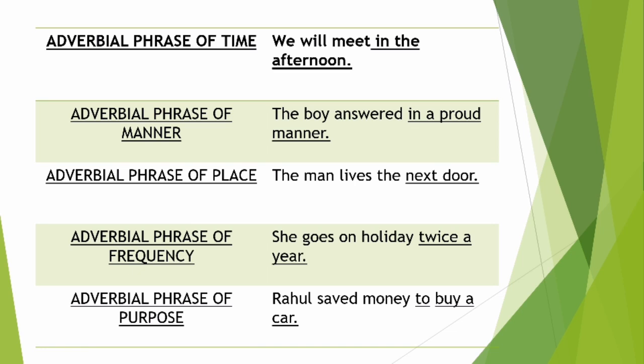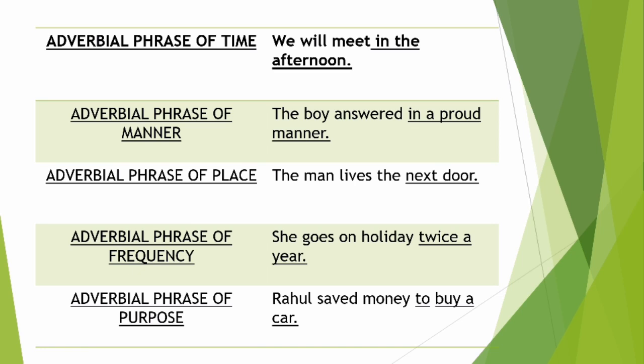Adverbial phrase of purpose, the reason for doing something. Just see, Rahul saved money to buy a car. So why did he save money? To buy a car. So to buy a car is the purpose of saving money. Okay, what was the reason for saving? Because he wanted to buy a car.